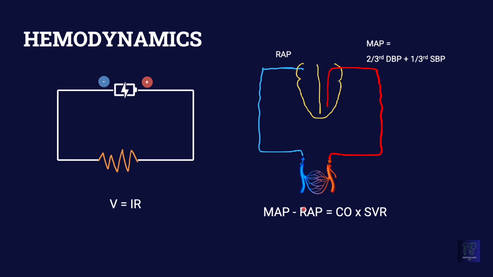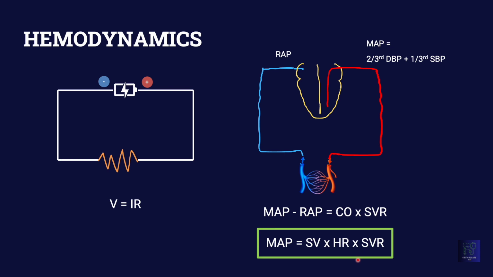And the right atrial pressure under normal circumstances is very low. It's going to be between 0 to 5. So right atrial pressure is kind of negligible if you compare it with MAP. So if you replace RAP with 0 and modify the formula, it will look like this: MAP equals cardiac output, which is stroke volume multiplied by heart rate, multiplied by systemic vascular resistance. This is the most important formula we need to remember from a hemodynamic standpoint.